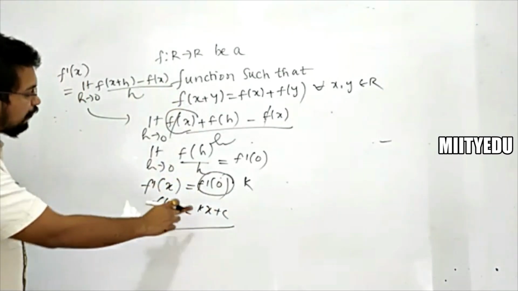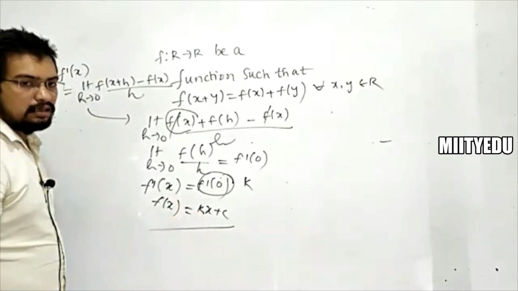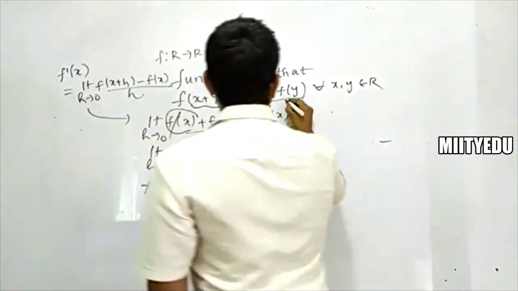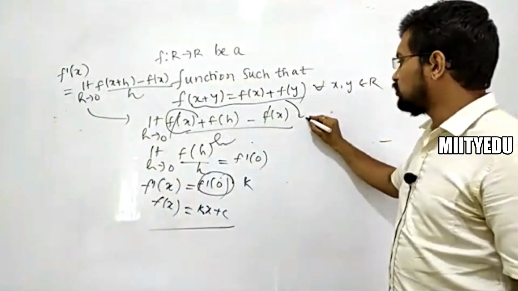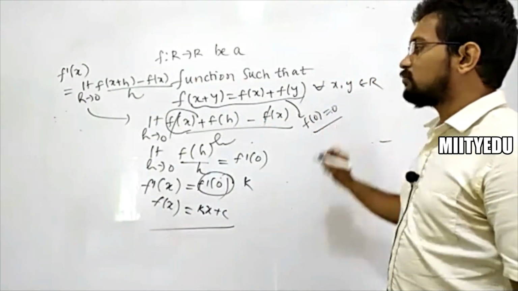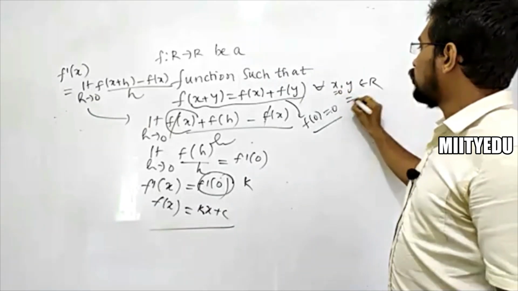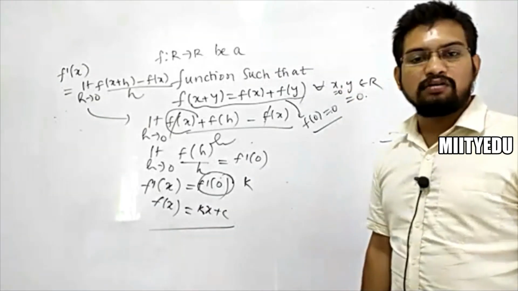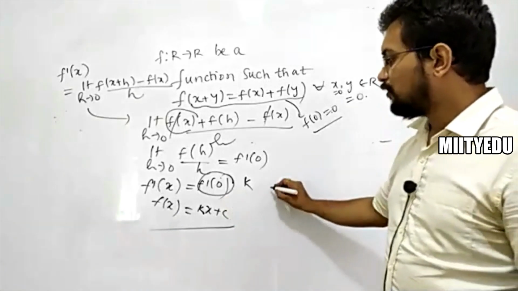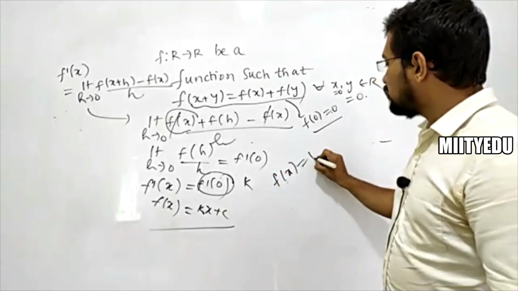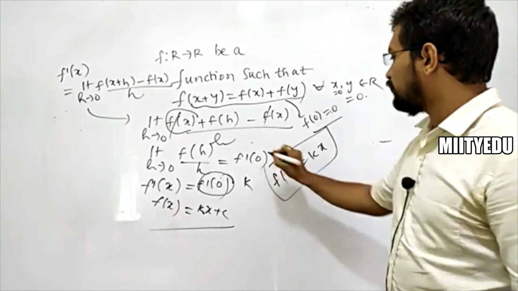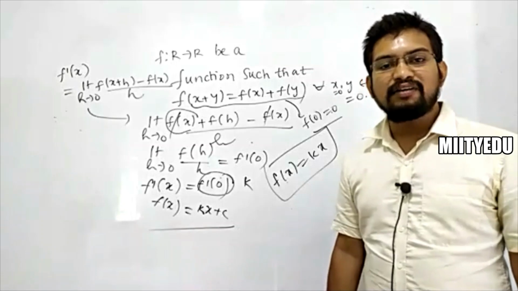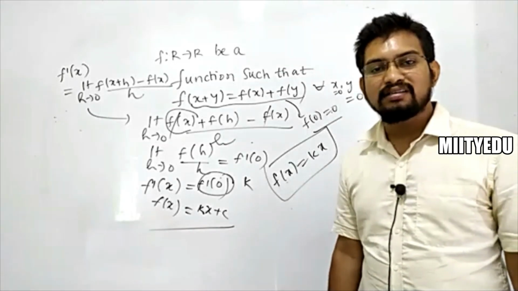Now f of x is nothing but kx plus c. If I substitute x is equal to 0 and y is equal to 0, you'll get f of 0 is equal to 0. Now substitute here, so c will be 0. What you get is f of x is equal to kx, which is a linear function.